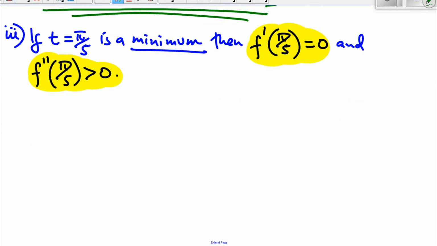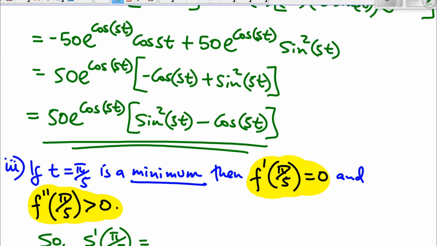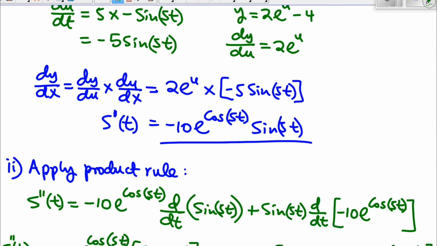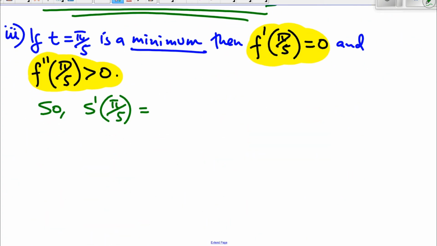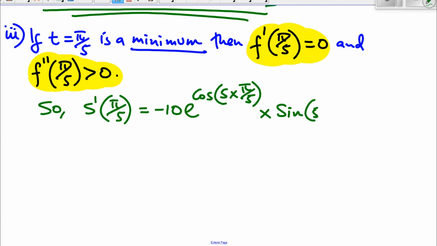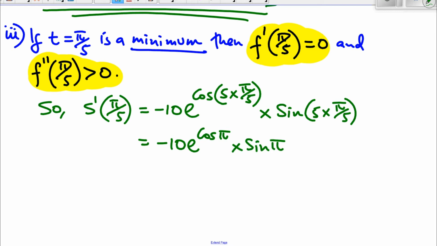So the value of the slope of this function at pi over 5 will be equal to, we plug that into the first derivative. Do we have the first derivative? Yeah, we have the first derivative here. We shall end up with negative 10 e to the power cos 5 multiplied by pi over 5, multiplied by sine 5 multiplied by pi over 5. And what you're going to end up with here is negative 10 e to the power cos pi multiplied by sine pi. Now we know that sine pi is 0, so this will just be equal to 0.